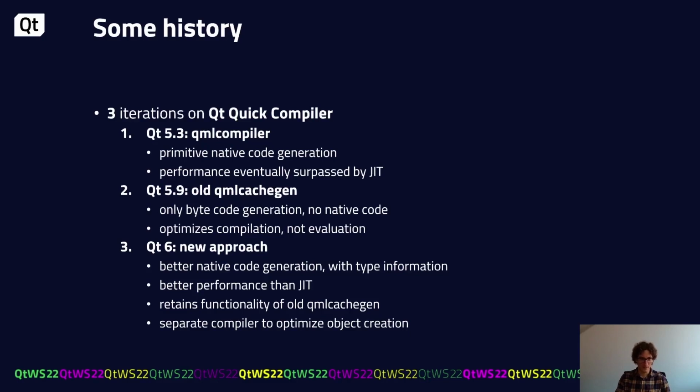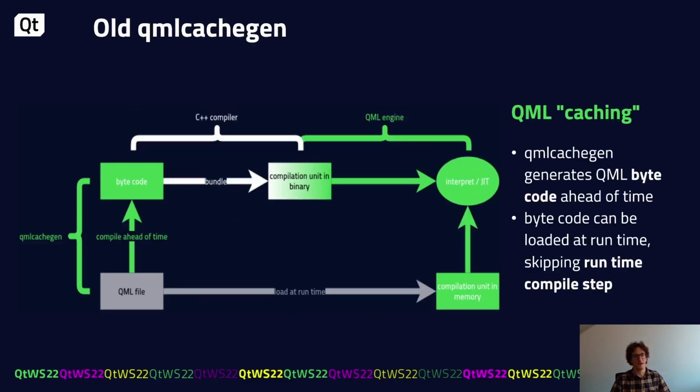So with that out of the way, let's look at how the different compilers actually work. This is about the old QML Cache before the major overhaul in Qt 6.3. What you can see here is we are starting with this QML file. We can either, as we have always been able to, load it at runtime, then get a compilation unit in memory, then interpret it or run that through the JIT, and there we go. That has the downside of this step, which is very noticeable in most applications.